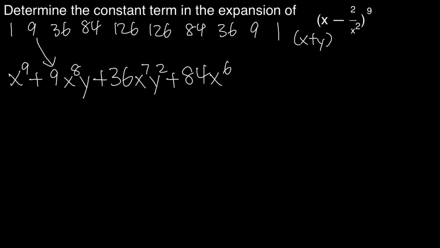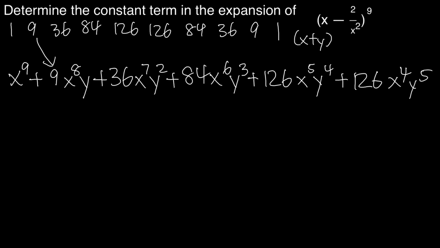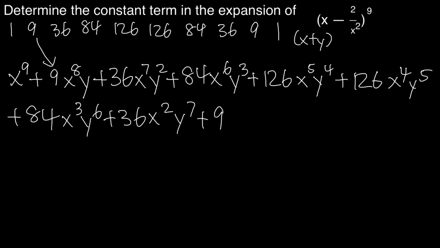Again, the power for x decreases by 1, while the power for y increases by 1, so it's y to the 3rd. And then we have 126, x to the 5th, y to the 4th, and then 126, x to the 4th, y to the 5th, then 84, x to the 3rd, y to the 6th, 36, x to the 2nd, y to the 7th, then 9, x to the 1st, but since it's to the 1st, we're not going to write it, y to the 8th, then we have y to the 9th.